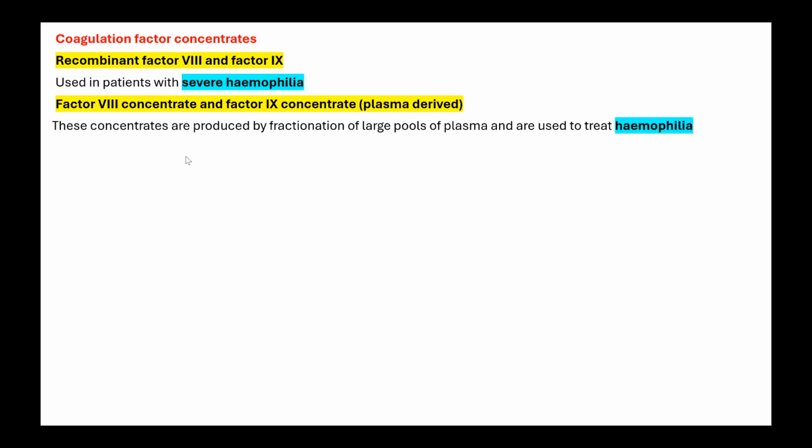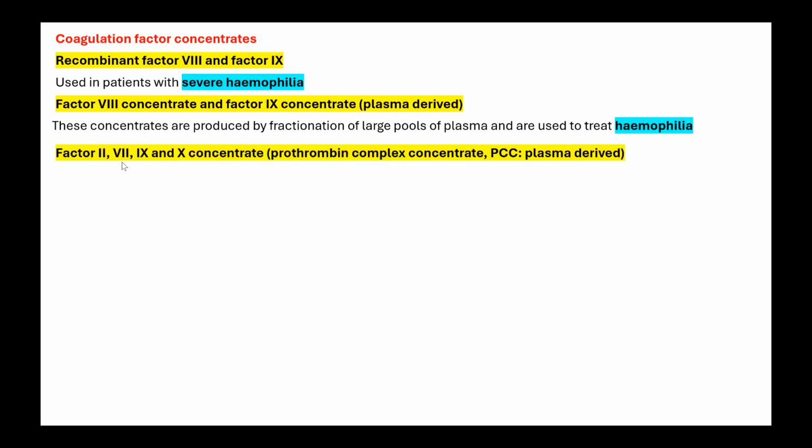What do you mean by this recombinant? Yeah, used in genetic engineering technologies. Genetic engineering technology, excellent. So by doing that, you modify the gene and produce them in the factory, whereas plasma derived is you take it from the donor blood. Okay? So they are also used in hemophilia. Factor 2, 7, 9, 10 concentrate are together called prothrombin complex concentrate, which are plasma derived. Their main indication is for warfarin overdose where there is life-threatening bleeding.